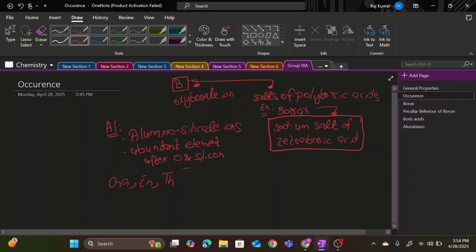Alright, and then we have gallium, indium, thallium. All of these are metals which are rarely found in the Earth's crust, and they are obtained during metal processing and found in metal processing as impurities. So that's about the occurrence.